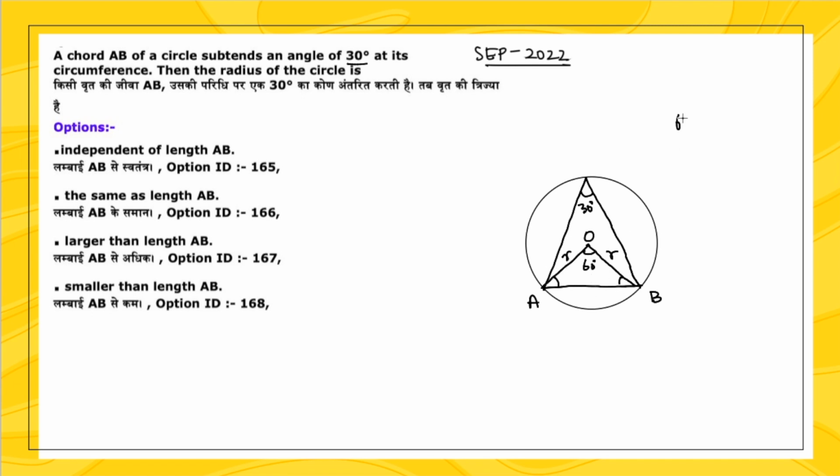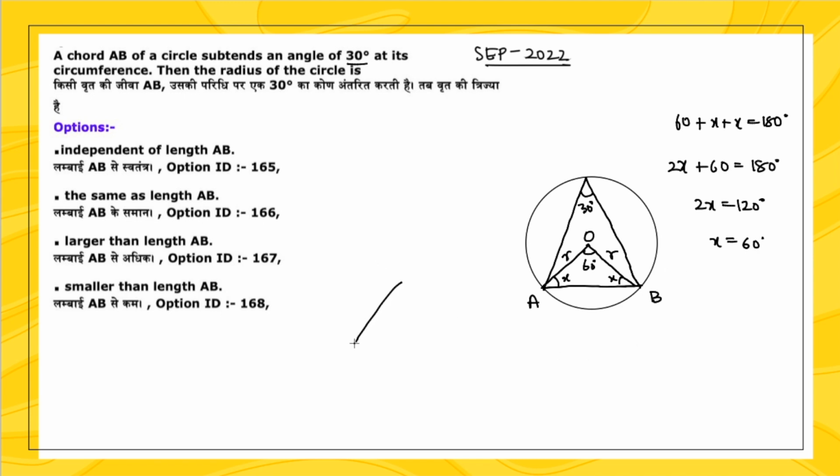If this is 60 degrees and the other two need to be the same, let's say they are x and x, then if you add all of them, it should be 180 degrees. So if you calculate it, it will become 2x plus 60 equals 180 degrees, and you will get 2x equals 120 degrees, or x equals 60 degrees. So basically all the three angles became how much? All the three angles became 60 degrees.